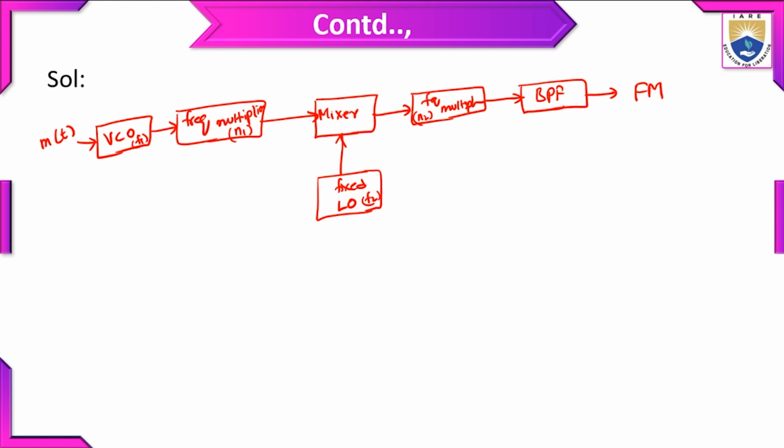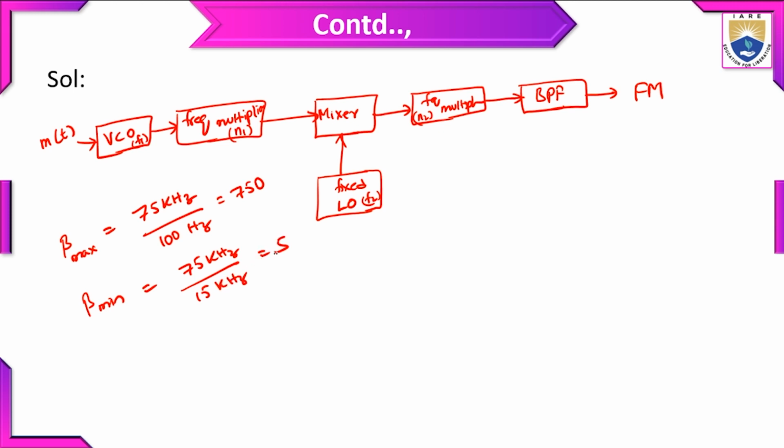So the maximum and minimum values of beta at the output can be expressed as beta max is equal to delta F by Fm. Generally, the formula is delta F by Fm. So delta F is taken as 75 kilohertz divided by Fm. Why is Fm changing? Okay. So Fm 1, that is 100 hertz, is equal to 750. And beta minimum, again 75 kilohertz divided by 15 kilohertz, it is just 5. Okay.